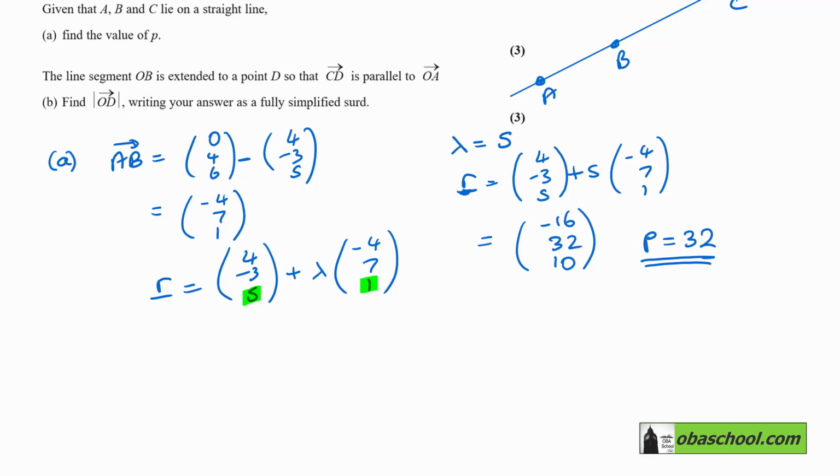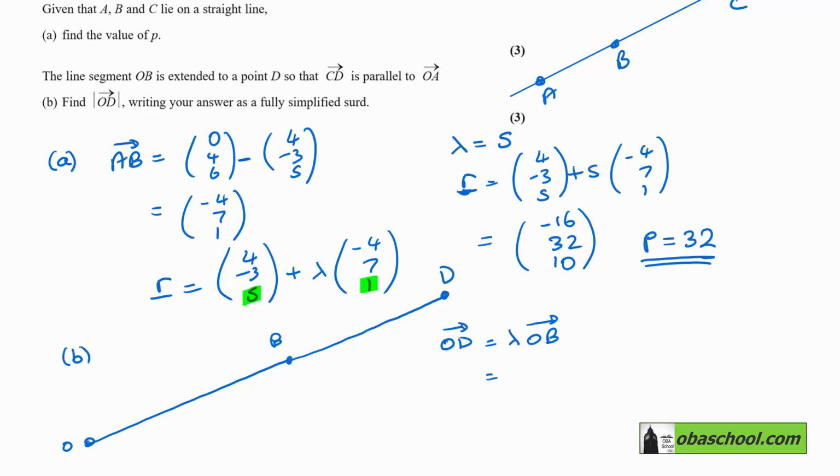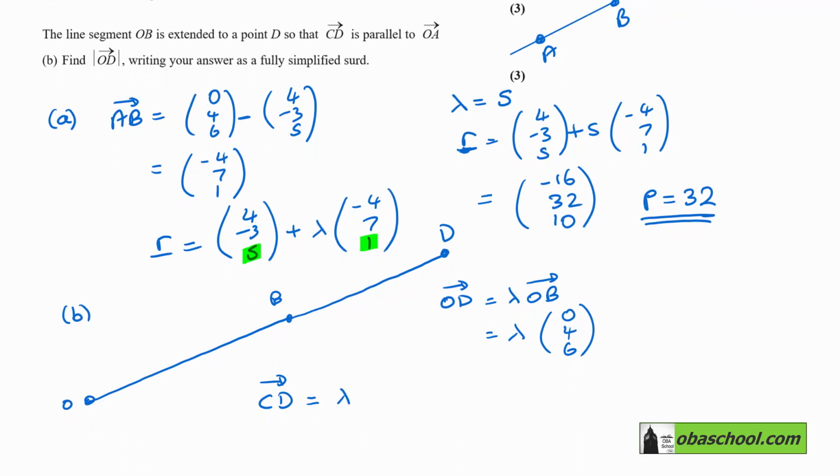The line segment OB is extended to a point D so that CD is parallel to OA. So what we have is, let's say this is OB. We're extending that out here, and the point D is out here. So what we can say from that is that OD is equal to lambda times OB, some multiple of OB, which means it is lambda (0, 4, 6), since OB is (0, 4, 6). Now, what about CD? Well, that's going to be D take away C. So it's going to be lambda (0, 4, 6) take away C, which is (-16, 32, 10).